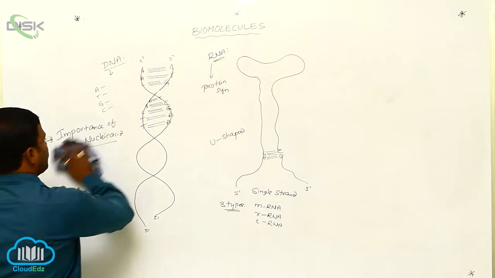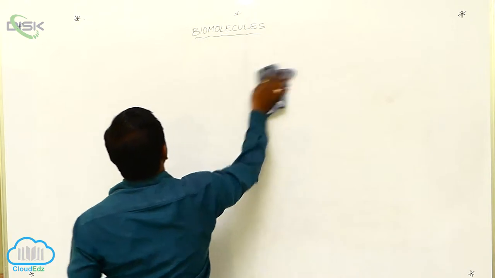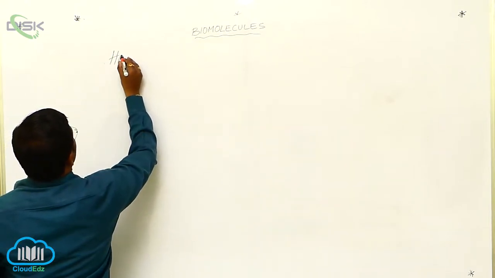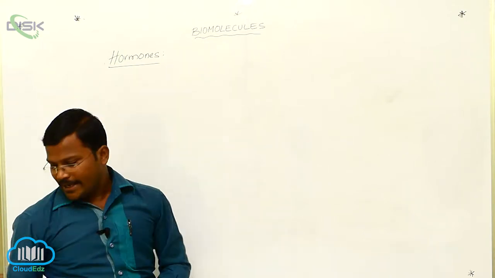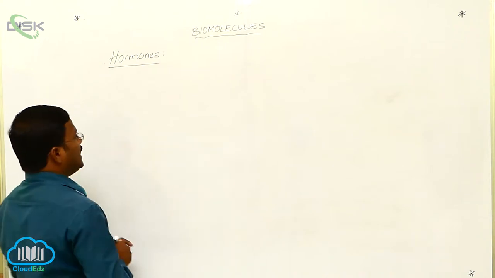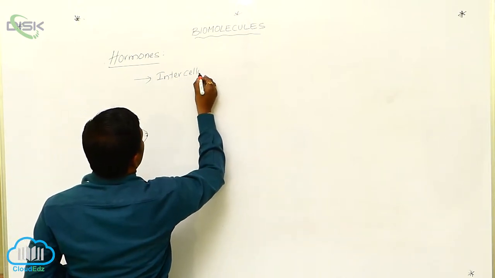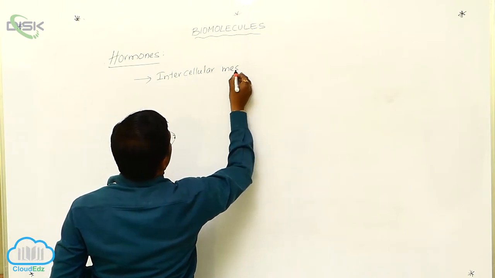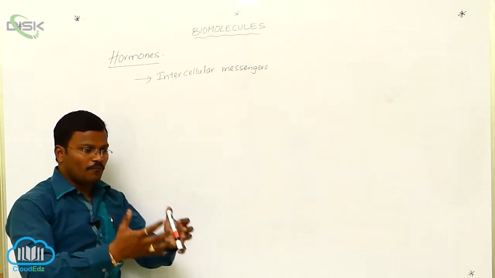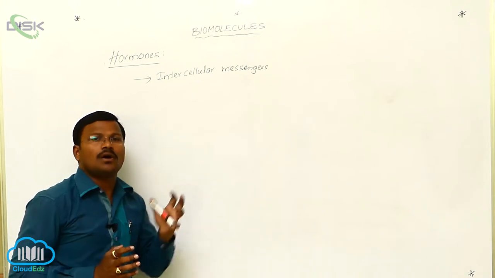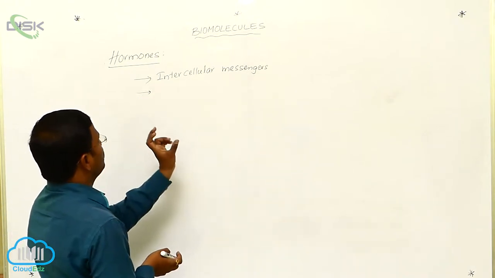The last leftover concept from biomolecules is hormones. A small topic within our discussion, that is hormones. Here, what are hormones? Chemical substances which act as intercellular messengers. These are a type of chemical substances. These can act as intercellular messengers. What do messengers mean? They are useful to carry messages from one cell to another cell or one organ to another organ in the body. So intercellular, one cell to another cell, a message is transferred through hormones.